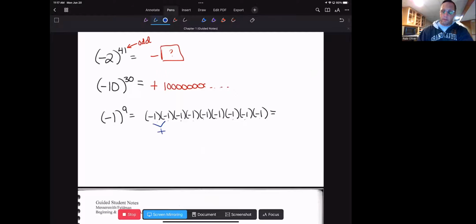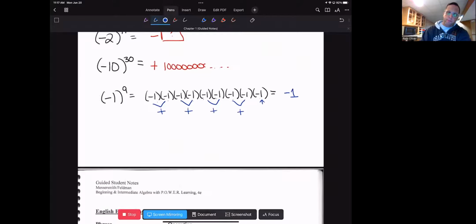There we go. That pair is positive. That pair is positive. That pair is positive, and this one's left over. But it's not 9. It's not negative 9. It's just going to be negative 1, because 1 times 1 times 1 times 1 is 1. Multiply that by 1, you still get 1 again. Multiply that by 1 100 more times, you're still going to have 1. No matter how many ones you multiply, you're always going to have 1.